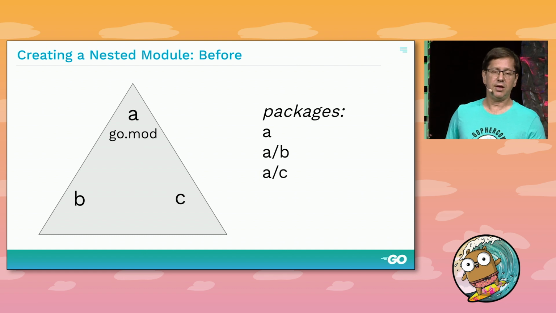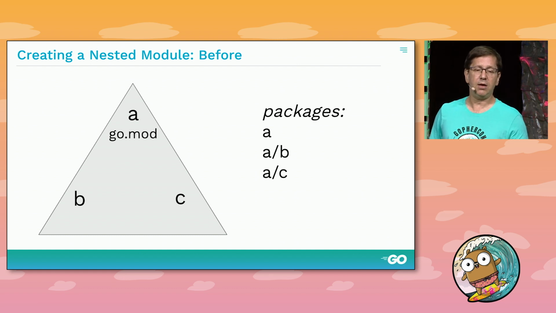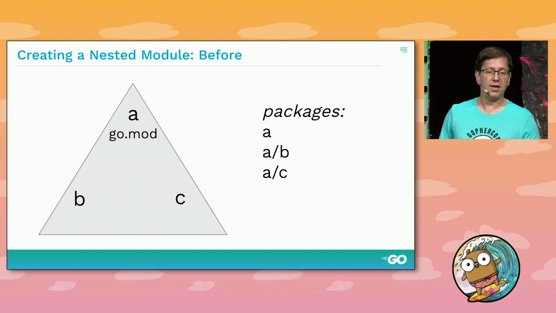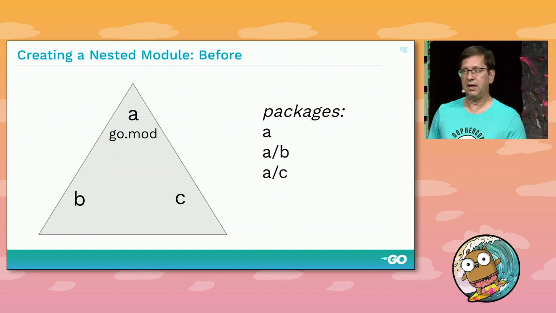Here we have a directory tree. At the root is directory A, which holds a Go package. It also has a go.mod file, so it's the root of a module. There are subdirectories B and C, also Go packages. Altogether, the module A contains 3 packages: A, A/B, and A/C.